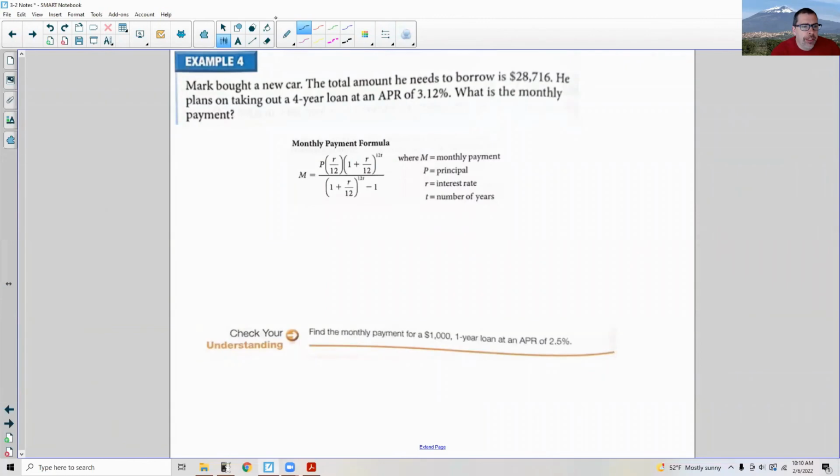Okay, example 4, we're getting into a little bit more complex calculation here. This is a formula from chapter 2. So I just brought it in, and let's color code this problem. Mark bought a new car. The total amount he needs to borrow is $28,716. That will be our principal. He plans on taking out a 4-year loan. That's T, number of years, at an APR, annual percentage rate, of 3.12%. That's our interest rate. What is the monthly payment? So we're asking to find the monthly payment, and that's M.